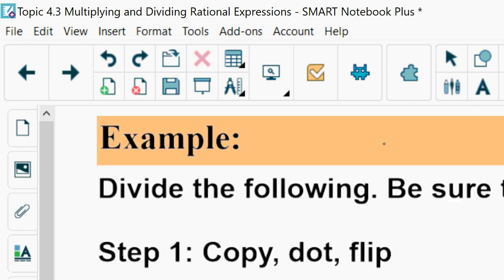4 times 25 is 100. And the x has nothing to go with, and we have a y squared here. 5 times 20, also 100. And y has nothing to multiply, and neither does this x squared. Okay, I need a little more room, because I'm going to go ahead and break this thing up into 100 over 100 times x over x.